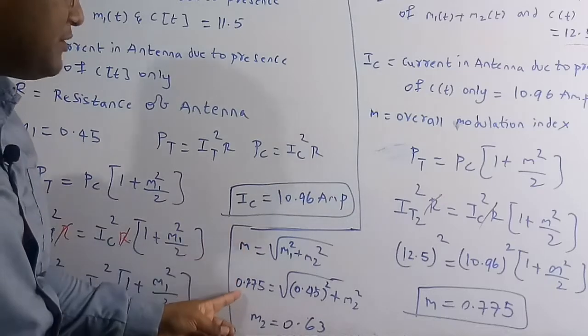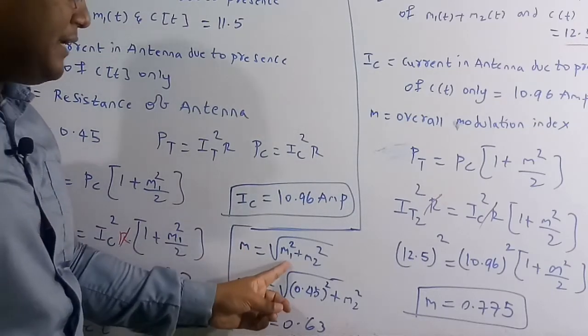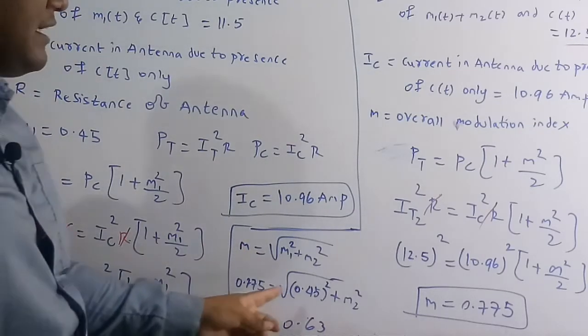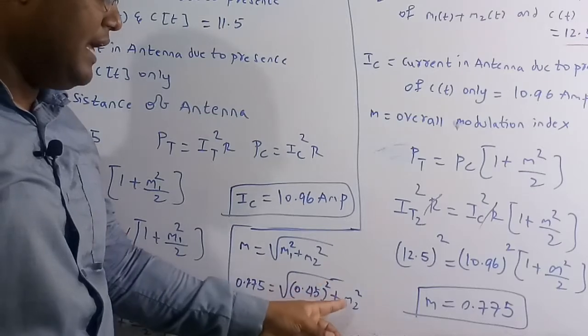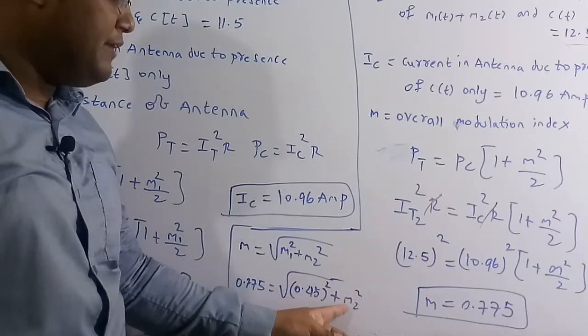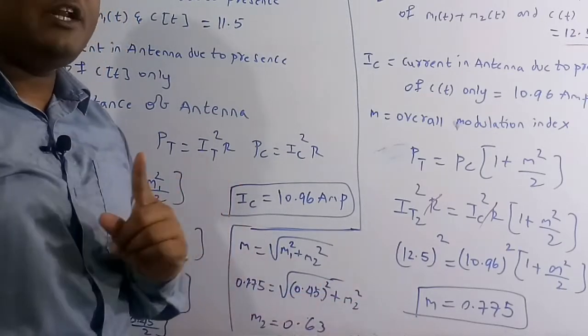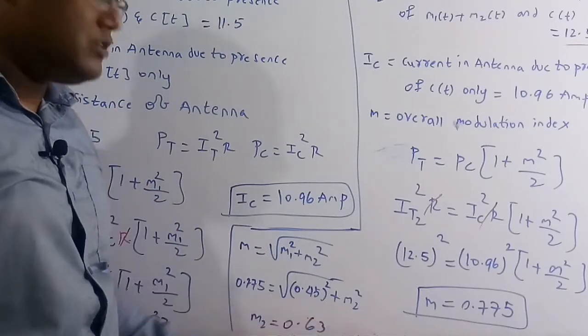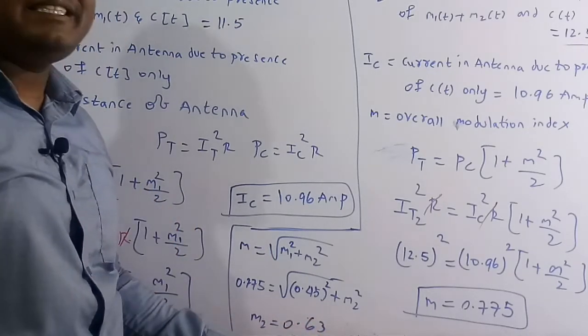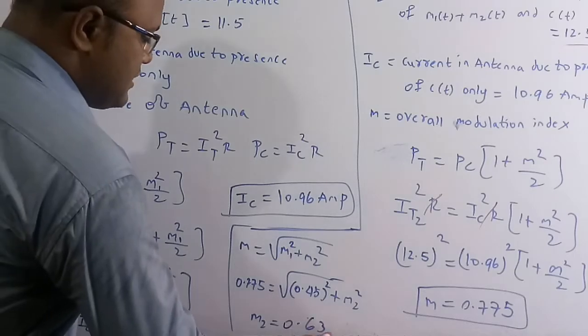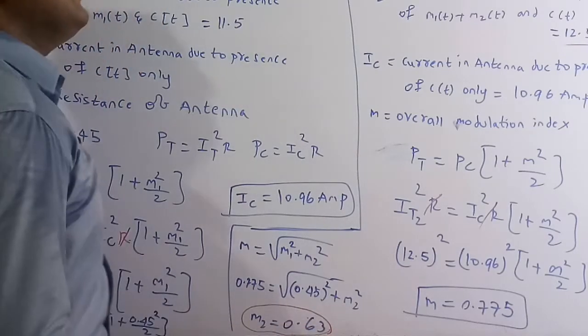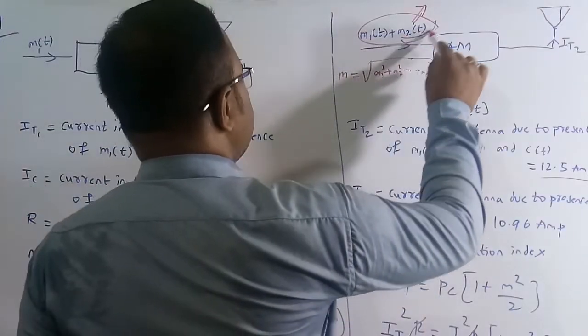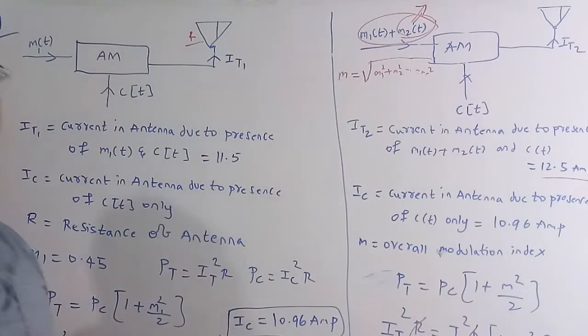We know the value of m, which is 0.775, and m1 also we know, the first signal modulation index is 0.45, whole square, and m2 square. So only one equation with only one unknown. The unknown is m2. So therefore m2 is equal to 0.63. So 63% is the modulation index of the second audio signal, or second message signal. So this is the thing we need to figure out in this question.